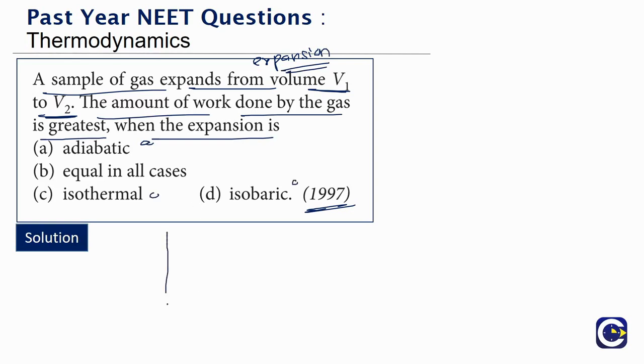Look at this now. Whenever we want to understand what is the work done, we should go to the PV graph. So on the PV graph, you're starting from a volume V1, expanding till you reach volume V2.